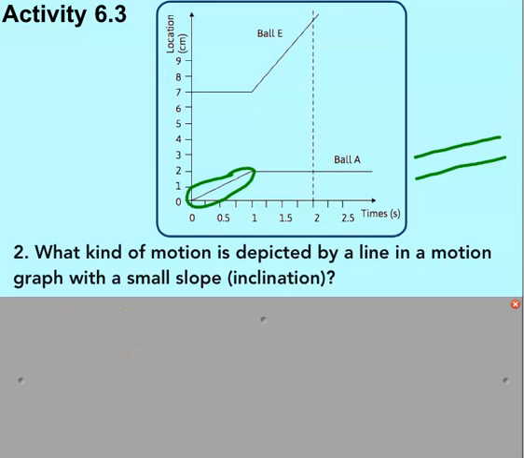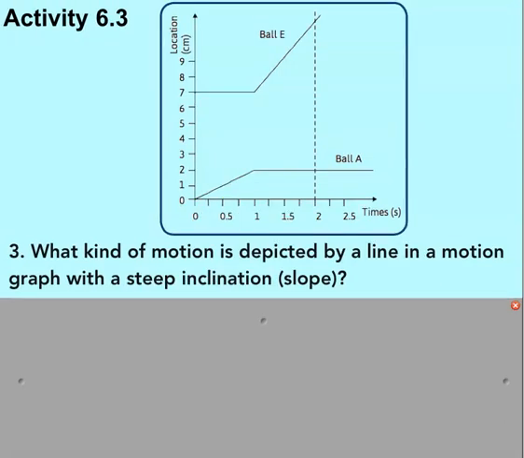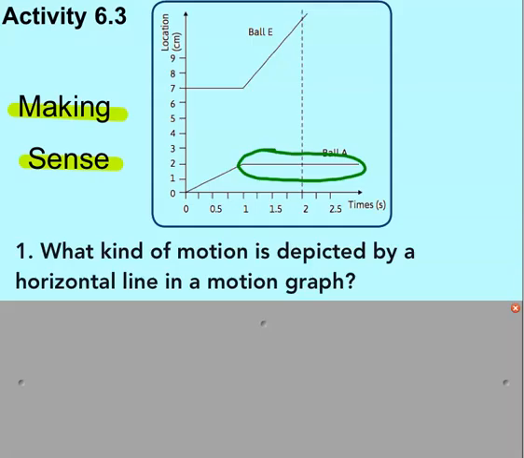All right, and now question 3. What kind of motion is depicted by a line in a motion graph with a steep inclination? So you can see how steep this is. What kind of motion is depicted by that line? So go ahead, pause the video, and make sure you're finished with 1, 2, and 3. So how'd you do on those? Were you able to answer those? So let's go back and see how good you did.